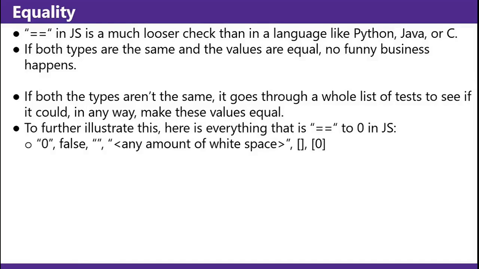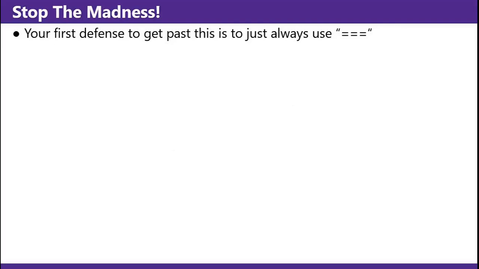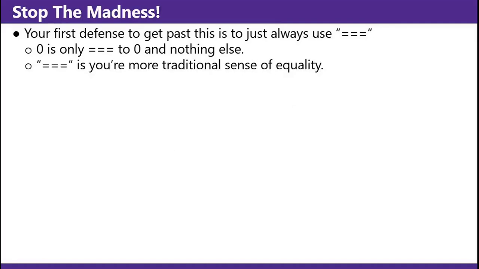The string 0, false, the empty string, any amount of white space, the empty array, or an array containing just 0. Stop the madness! Your first defense to get past this is to just always use triple equals. 0 is only triple equals to 0, and nothing else. Triple equals is your more traditional sense of equality from the other languages.